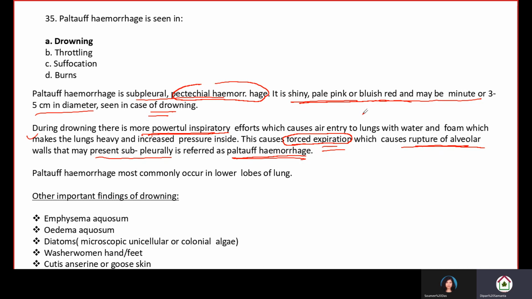It most commonly occurs in the lower lobes of the lungs. Main site is the lower lobe of the lungs. So other important findings of drowning are emphysema aquosum, edema aquosum, diatoms, washerwoman hand and feet, and cutis anserina or goose skin.